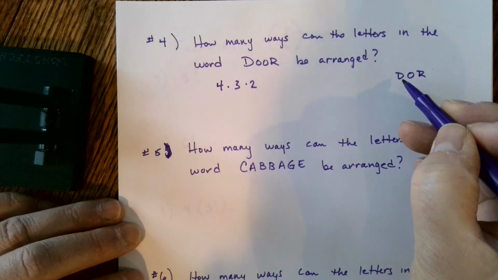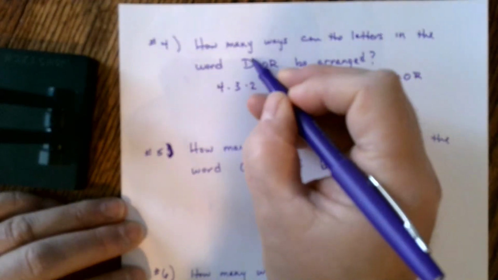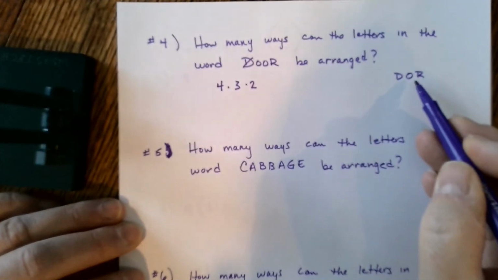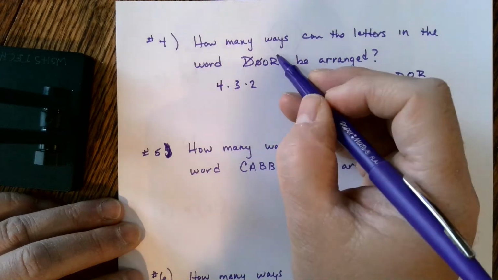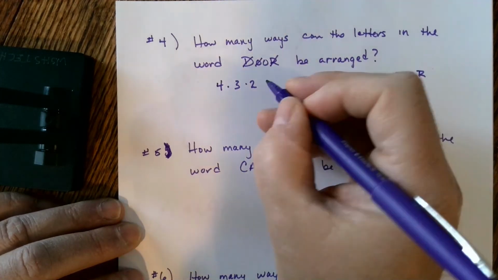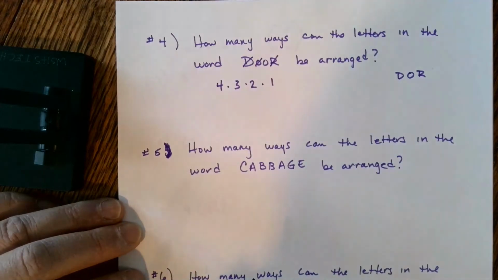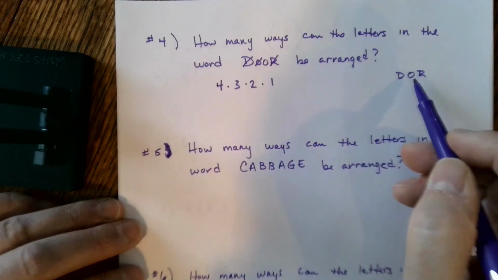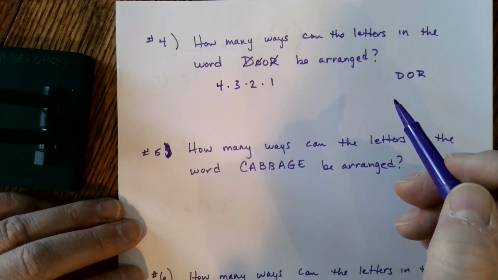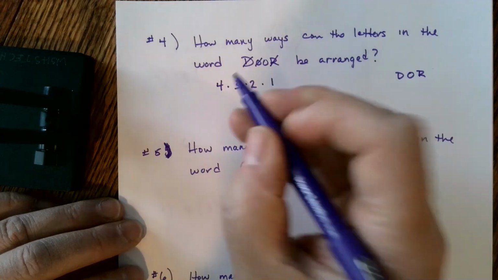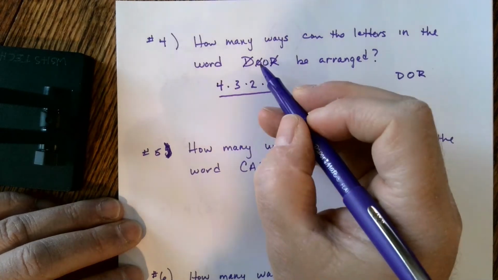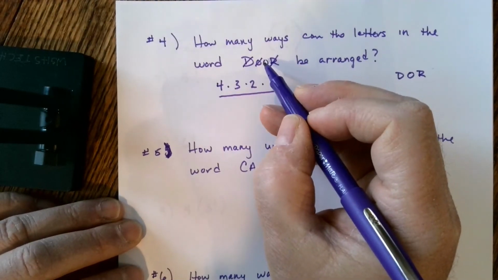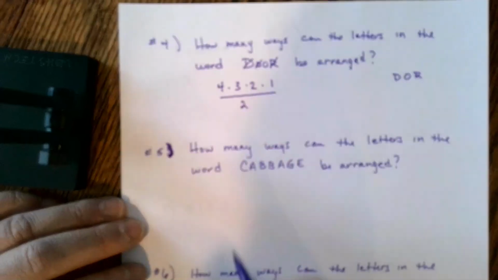Okay, so let me go back through this now. The first letter I picked was D. Cross that out. Then I picked one of the O's. Cross that out. Then I picked the R. Cross that out. And as you can see, there's just 1 left over. However, we don't know which O was picked. Whenever you end up with the opportunity for repetition, what we have to do is divide that repetition out. So since there were 2 possible O's, we're going to simply divide by 2.